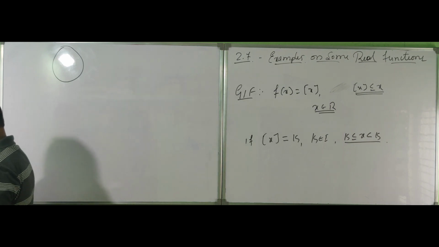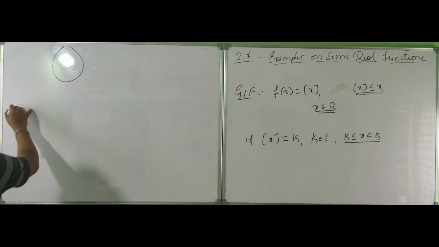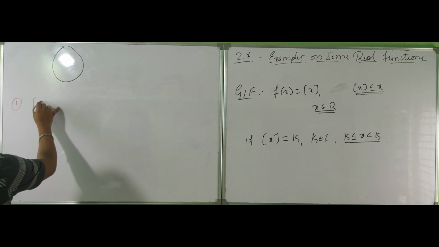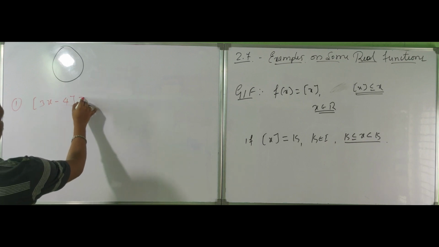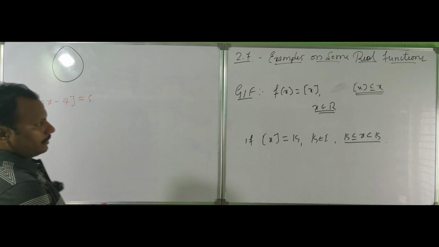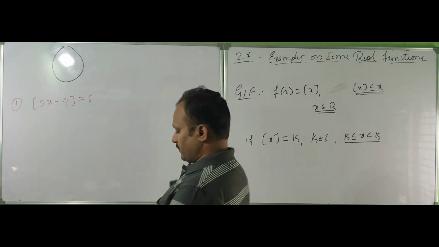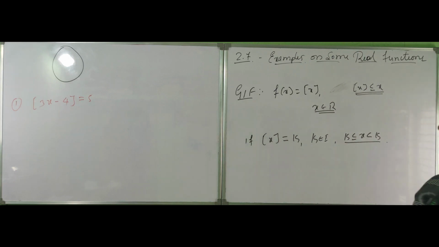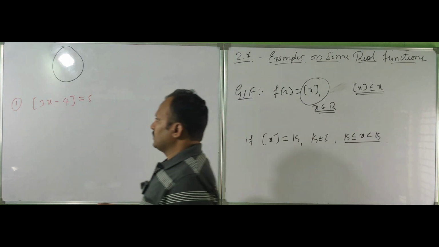Solve the following. The first one: the greatest integer part of 3x minus 4 is equal to 5. Then what is the value of x? See, this is the wonderful formula for this example, especially for this function, the greatest integer function, or integral part function, or step function. This name is there.